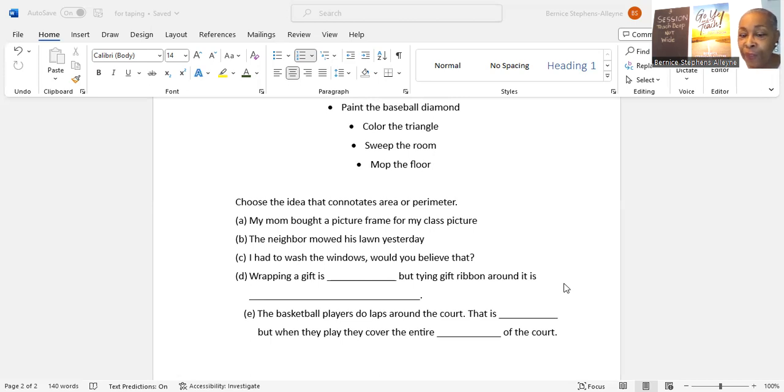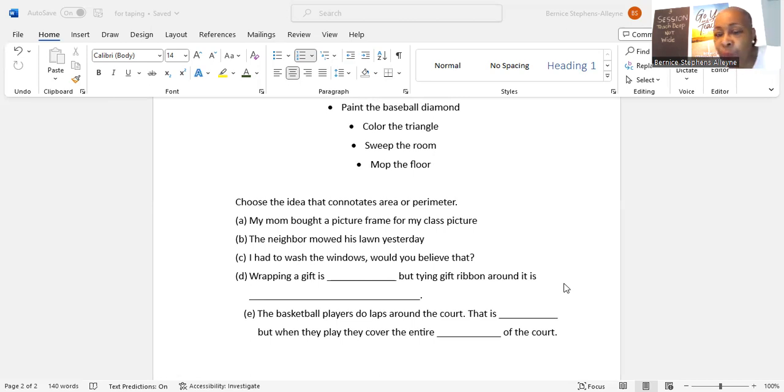The basketball players do laps around the court. That is perimeter. But when they play, they cover the entire area of the court. So this would be the core of the discussion.